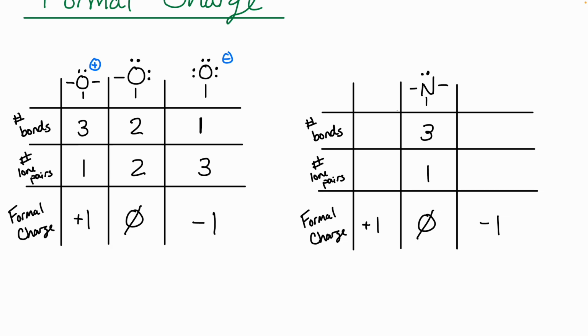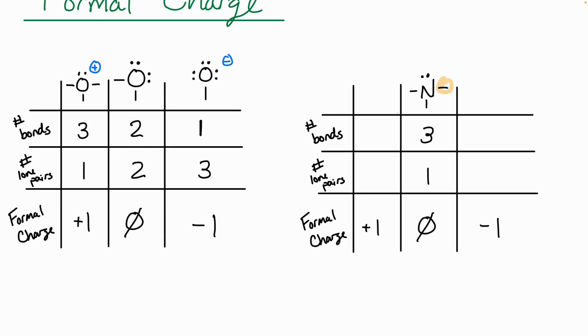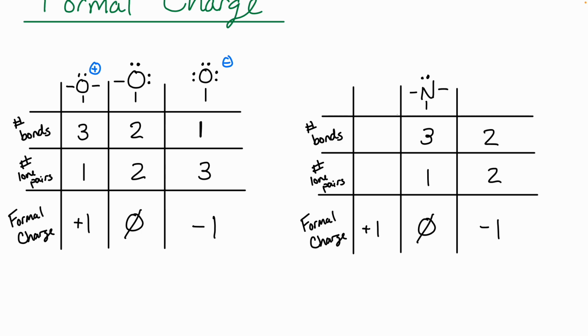All right, so let's say that I turn one of these bonds into a lone pair. Is that going to increase or decrease my formal charge? All right, just like we saw here, if we go down in number of bonds and up in lone pairs, that will decrease our formal charge. So we're going to see the same pattern here. If instead I have 2 bonds and 2 lone pairs on my nitrogen, that nitrogen now has a charge of -1.